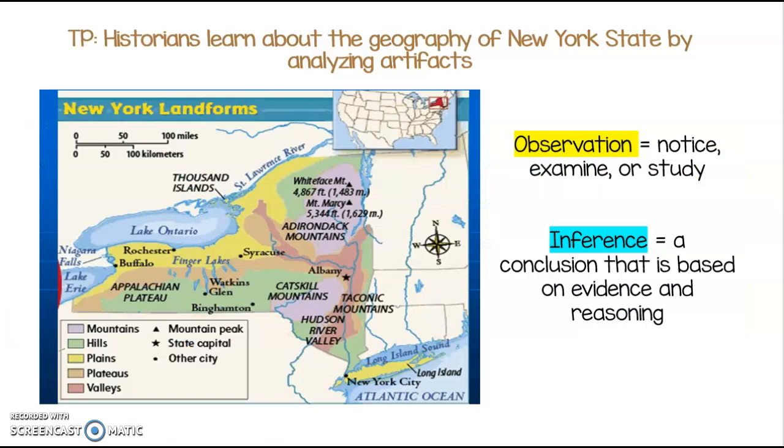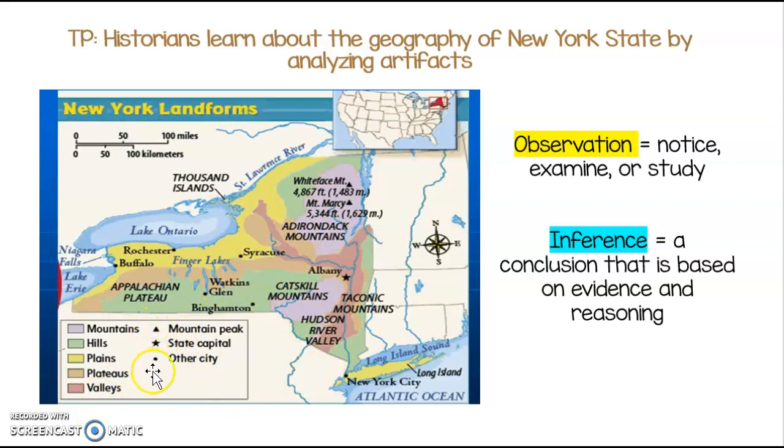So here I have a map of New York landforms, in other words, the geography of New York. And as you can see, we have our key here at the bottom. And this basically helps us to understand the map that we're looking at. So for example, the purple color represents the mountains. Green represents the hills. Yellow represents the plains. And orange represents the plateaus. Red represents valleys.